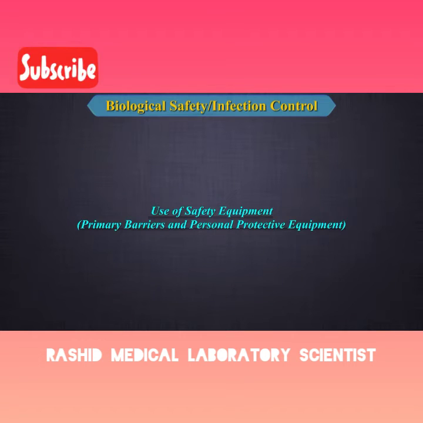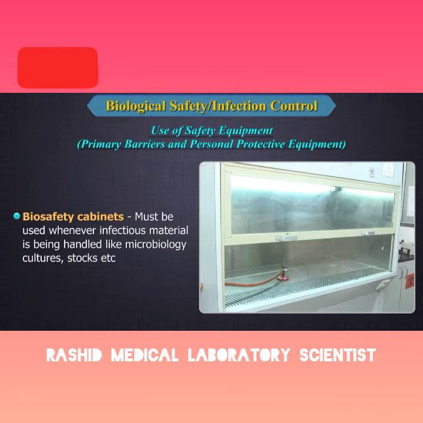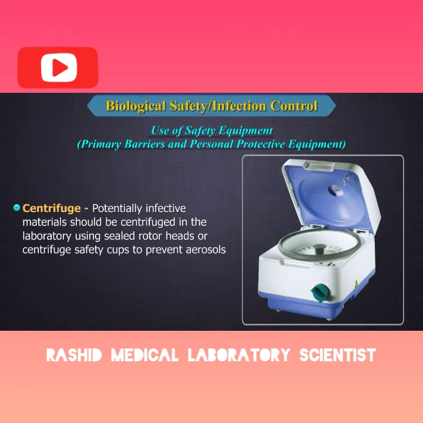Let us look at the importance of the use of safety equipment, that is, providing primary barriers and personal protective equipment. 1. Biosafety cabinets. They must be used whenever infectious material is being handled, like microbiology cultures, stocks, etc. 2. Centrifuges. Potentially infective materials should be centrifuged in the laboratory using sealed rotor heads or centrifuge safety cups to prevent aerosols.